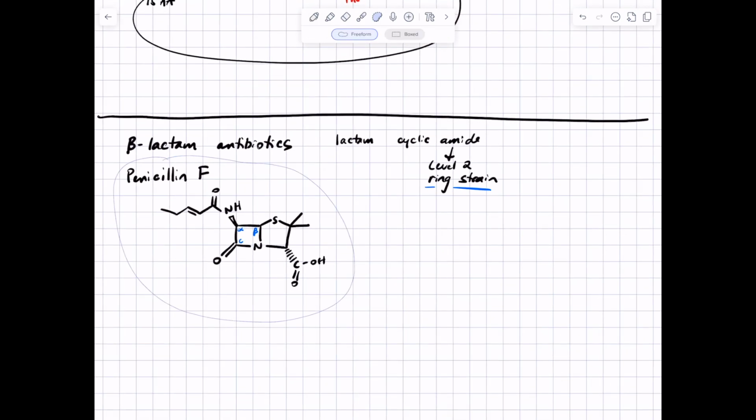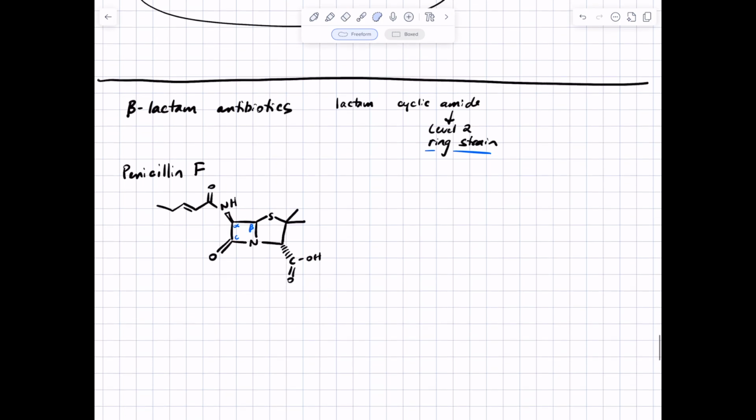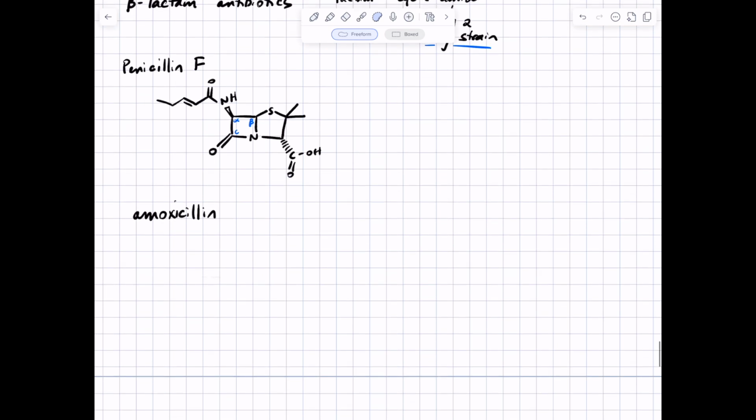For other classes of beta-lactam antibiotics, they'll have some variation. For example, a commonly prescribed antibiotic is amoxicillin. I don't know how to spell that, amoxicillin. If you take your kids to the doctor with an ear infection, one of the things they'll often prescribe is amoxicillin. It'll be formulated in some kind of pink syrup that tastes okay. And it's almost the same as penicillin F, only the R group is different.